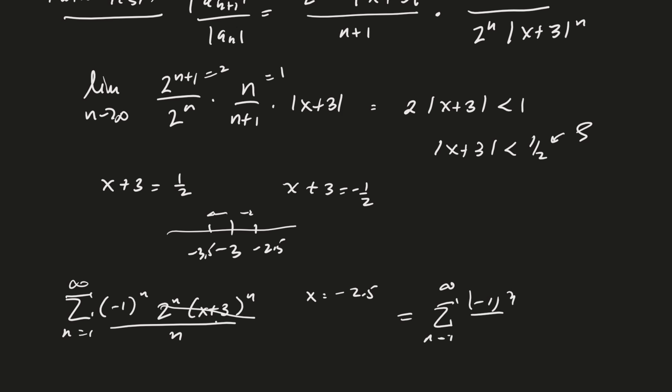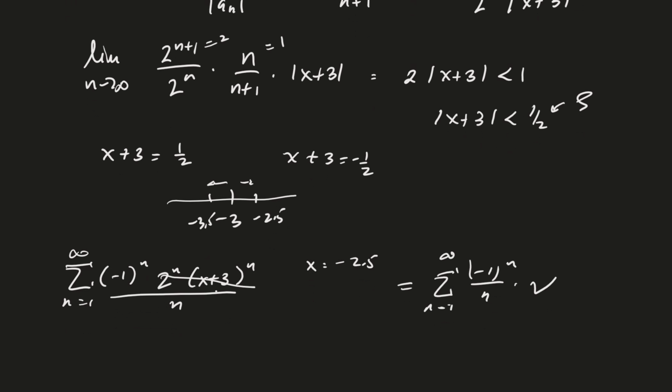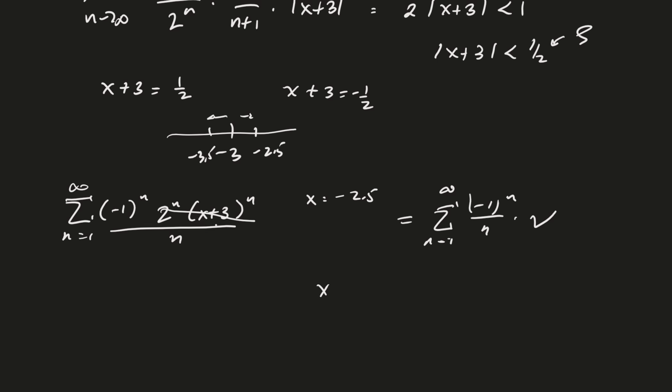Sorry about the sloppiness there. Minus 1 to the n over n. This is an alternating harmonic series, so that converges. Good. And then what happens if x is equal to minus 3.5?